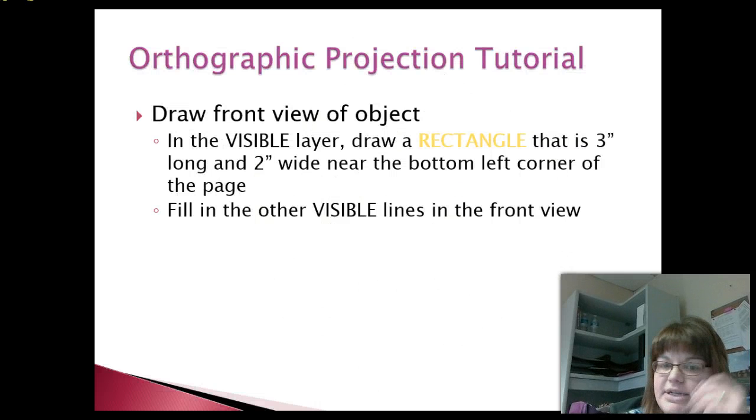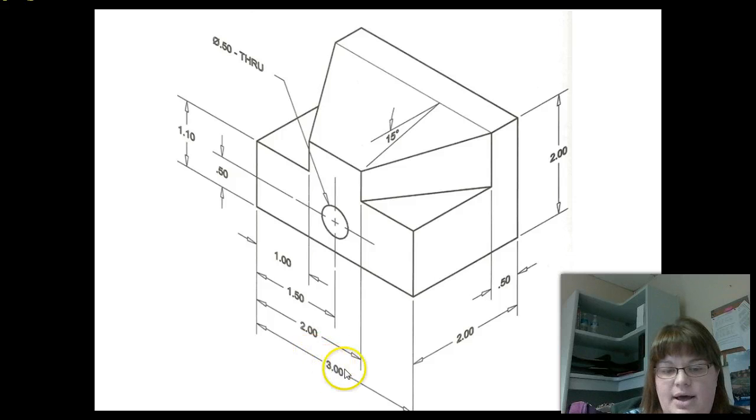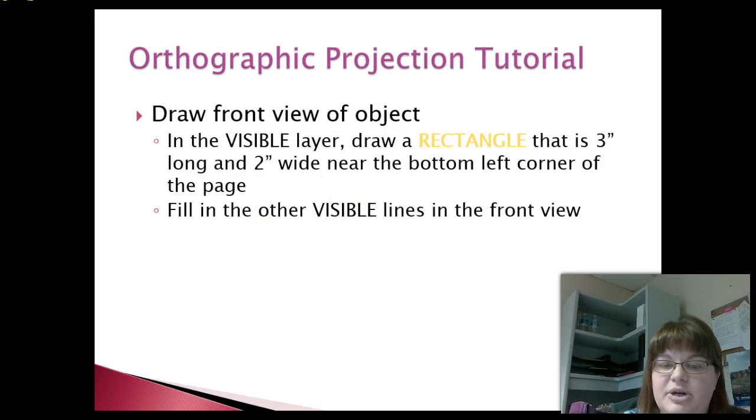So what we're going to do first is kind of draw in the front view. So if we look at this piece from the front, the overall width and height is going to be 3 wide by 2 tall. So we're going to go ahead and start with a rectangle that's 3 wide by 2 tall. Now we're going to put this in our visible layer.